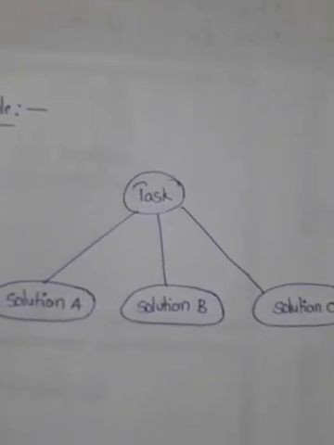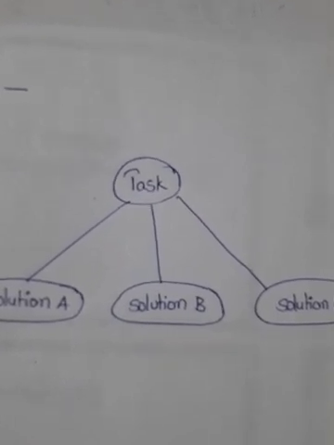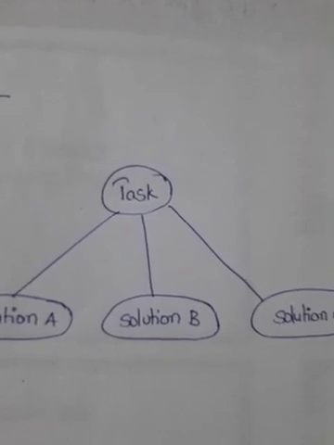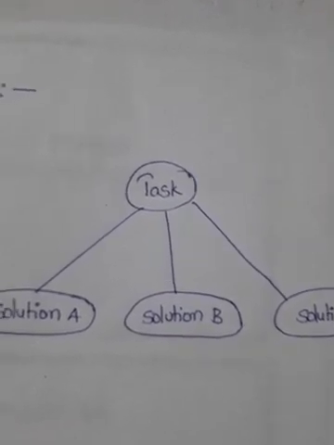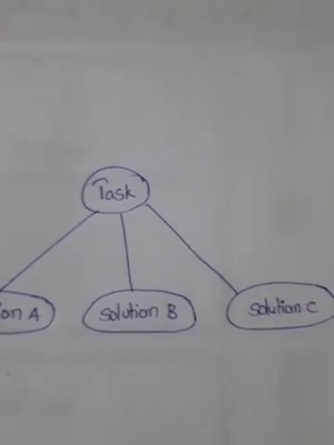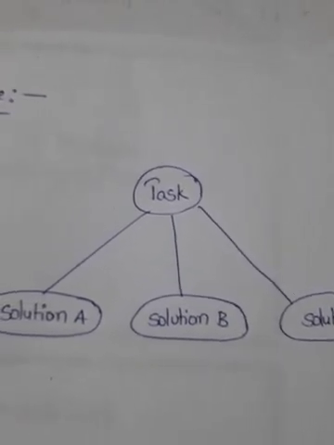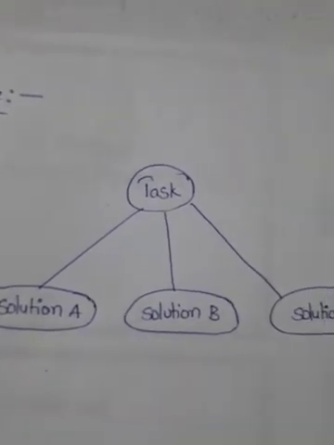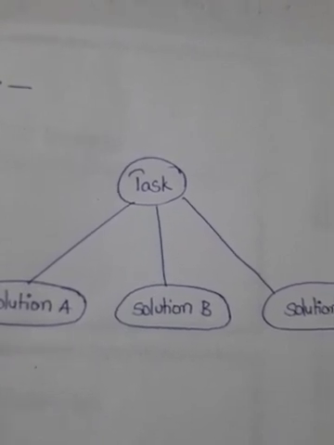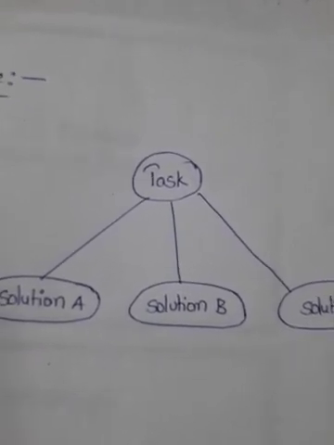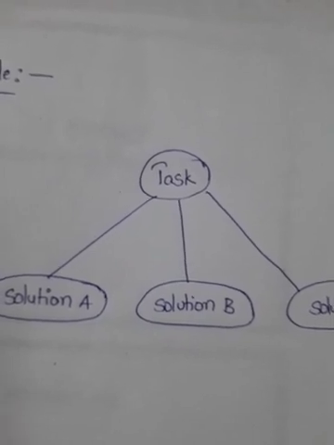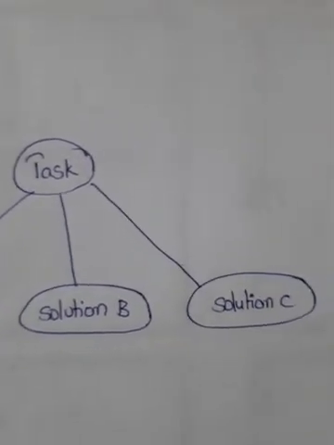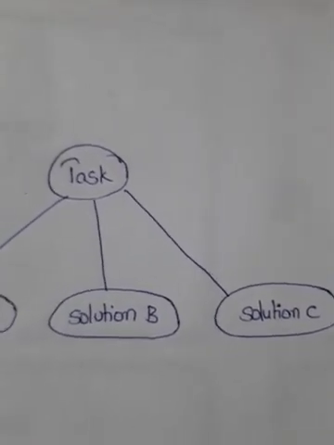Suppose I consider a task. To finish that task, we have three solutions, that is solution A, solution B and solution C. Using these three solutions, we can achieve this task. As per the strategy pattern, which solution should be used will be decided by the client at runtime. So, the client will decide whether to use solution A, solution B or solution C to finish the task at runtime.